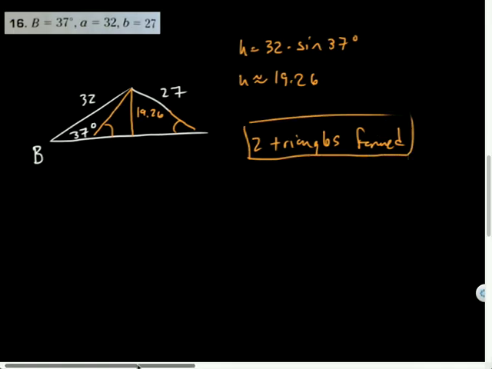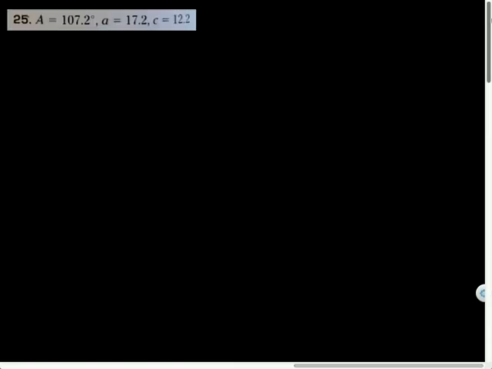So let's look at one last question. This time they actually specify in the directions. They say find all solutions for each triangle. If no solutions exist, write none. So here we've got a 107.2 degree angle. All right, so something like that. 107.2 degrees. This is angle A.